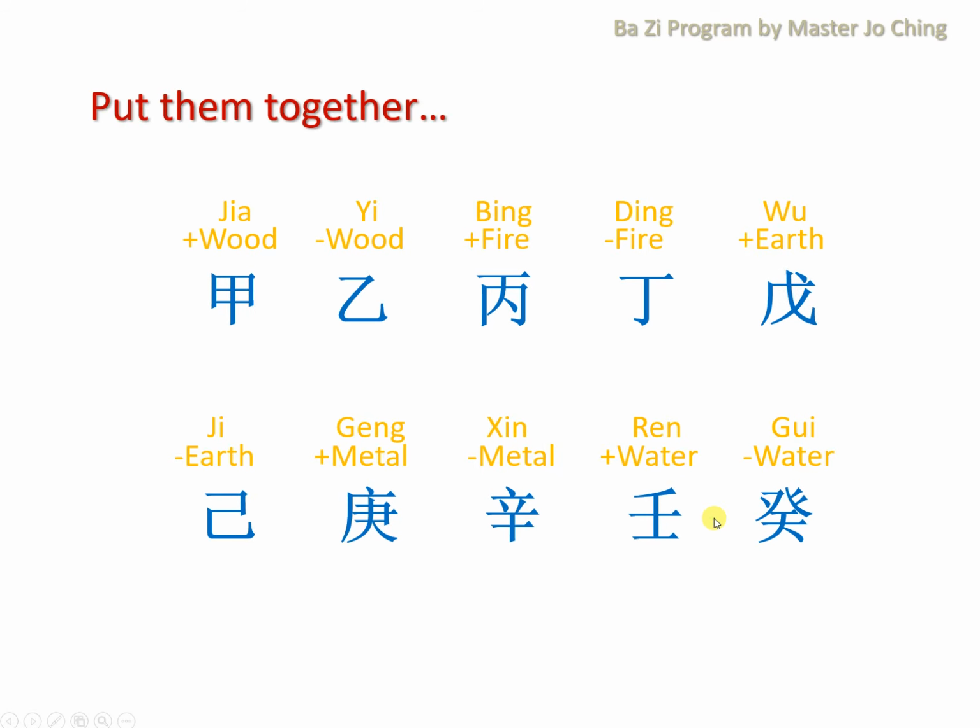Put them together, you will get this. So this is something that I hope you can memorize. This is yang wood, Jia. Yin wood, Yi. Yang fire, Bing. Yin fire, Ding. Yang earth, Wu. Yin earth, Ji. Okay, so on and so forth.